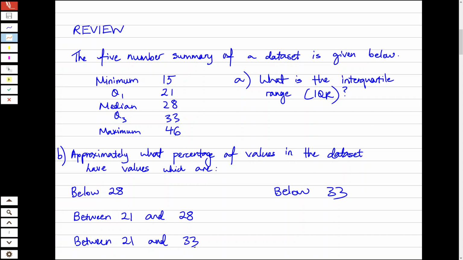What's my title? This is a review of last lesson. The 2 lessons before. So your title is box plots. Okay? So this stuff is going to be useful for us when you draw a box plot in a moment.